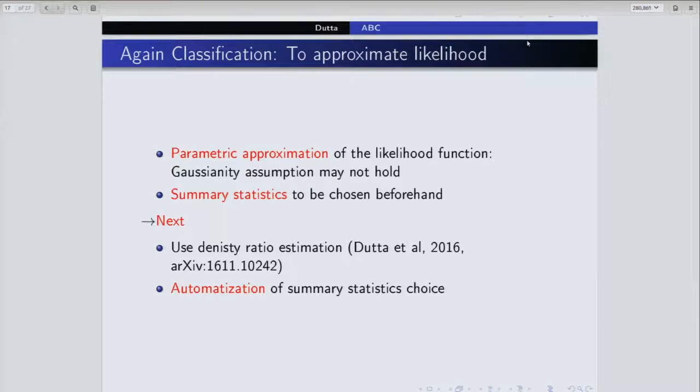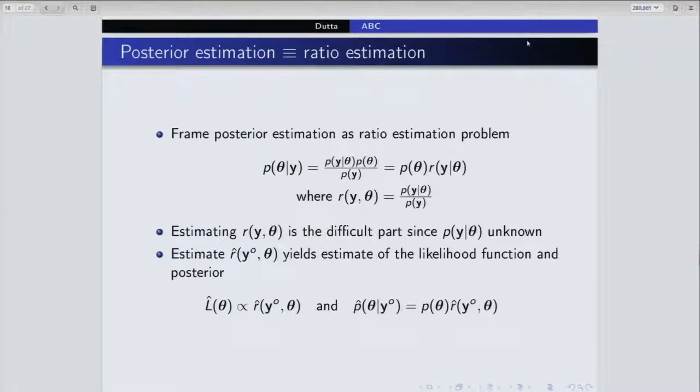So the main part of our work is that we put the whole framework of the Bayes theorem as a density ratio estimation problem, and we try to solve that. So what is this? You have already seen this equation, the Bayes theorem. You know that part. I don't need to tell it again.